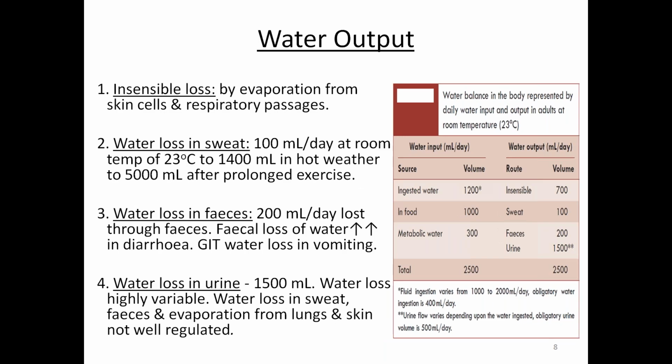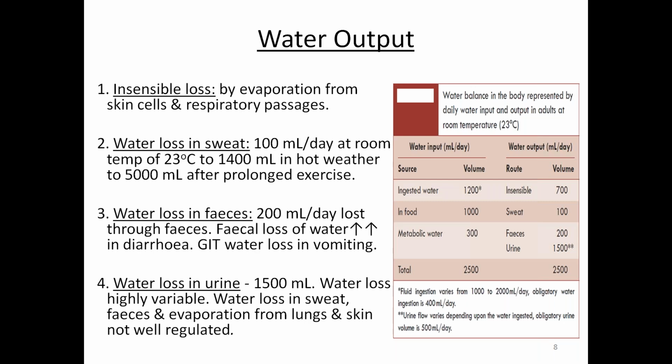Now, water output. A variable amount of water is lost from the body in the form of urine, feces, sweat, and even insensible loss. So, what is insensible loss of water? Insensible as a word here implies that the individual is unaware. This insensible loss of water occurs by evaporation from cells of skin and respiratory passages. Then there is water loss in sweat.